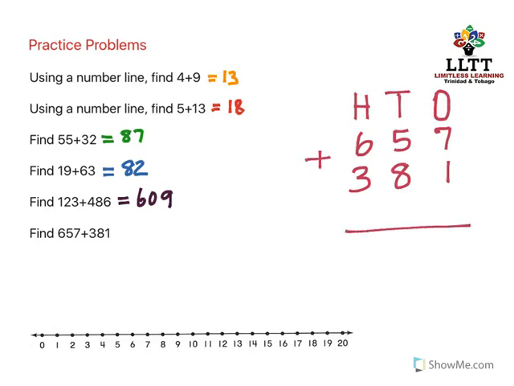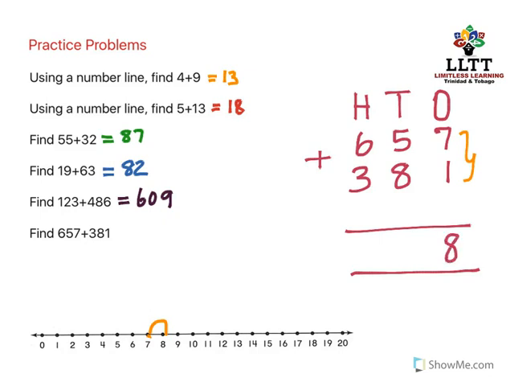I'm going to be adding that together. I put my equal sign. So we start with adding our ones. So 7 plus 1, I start at 7. And I move 1 to the right. That gives me 8. So I'm going to come in my ones column and put 8.